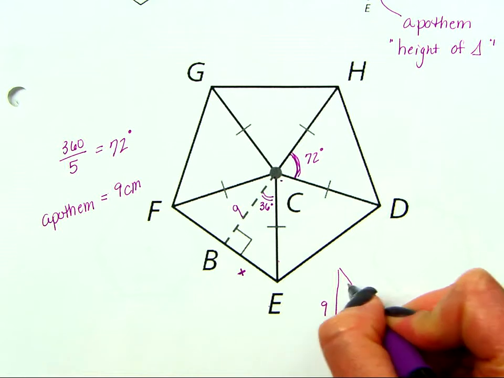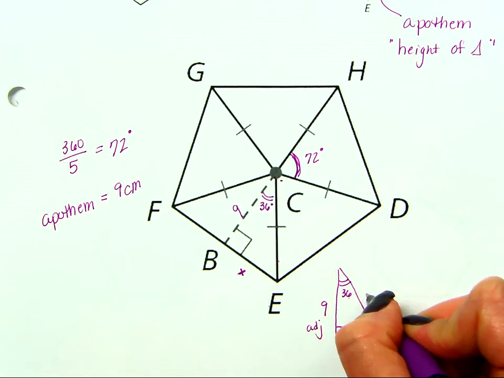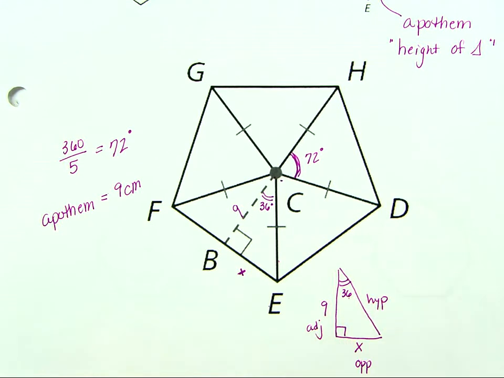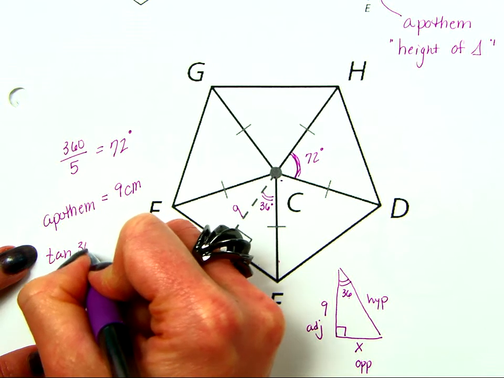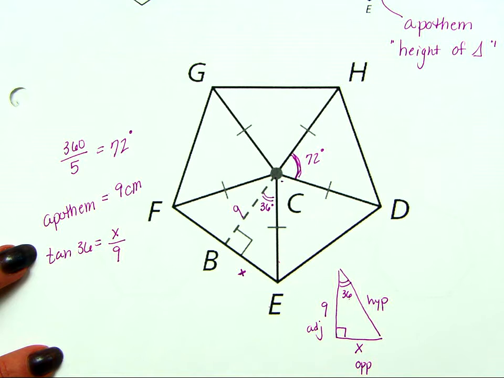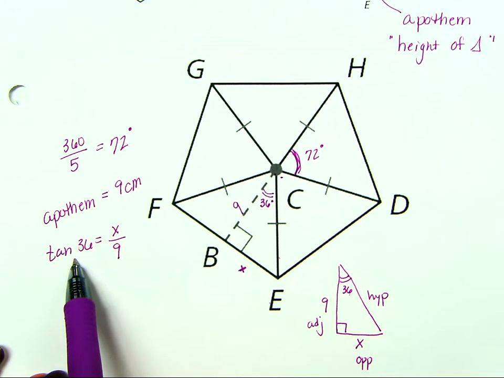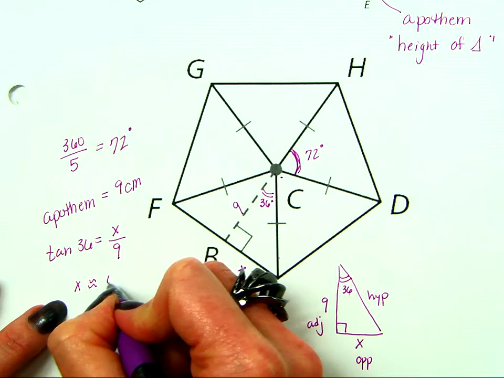If I take that 1/2 over here, my apothem is 9, this angle is 36, we have a right triangle, so we could use SOHCAHTOA. This would be my opposite side, this would be my adjacent side, and over here we would have the hypotenuse. So looking for x, it looks like I would use tangent. I could set that up to say that tangent of 36 degrees is equal to the opposite over the adjacent. We would simply take tangent 36 and multiply by 9, and we would find out that our x value would be about 6.5.